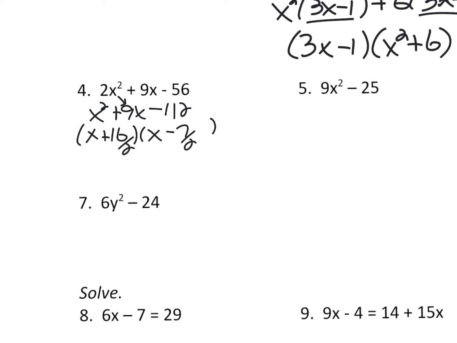Divide by the 2, so that's the slide divide part. Now, when I divide 16 divided by 2, I get 8. The second one, 7 divided by 2, does not work, so I'm going to slide the 2 back in front of the x and make it 2x minus 7.